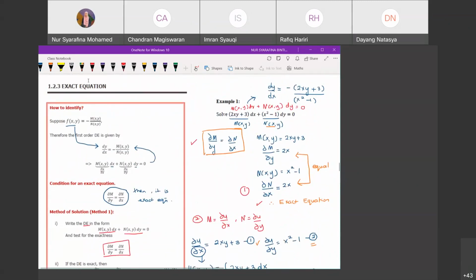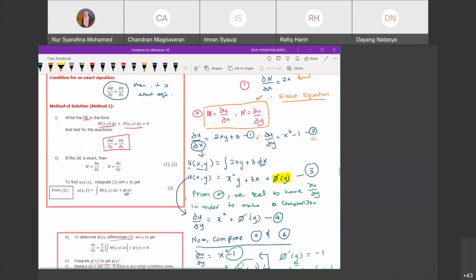Okay, again, let me summarize the process. First step, you have to rearrange, right? And then prove the exactness. When it is exact, then you can say that M is del u del x and N equals del u del y. From del u del x and del u del y here, we need to find u x, y. So how can we find u x, y?